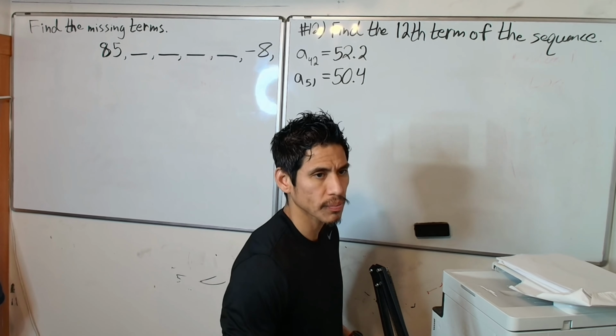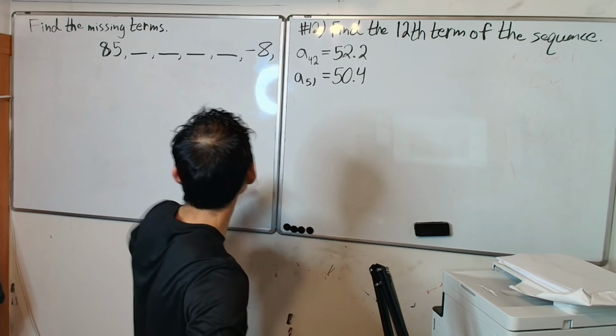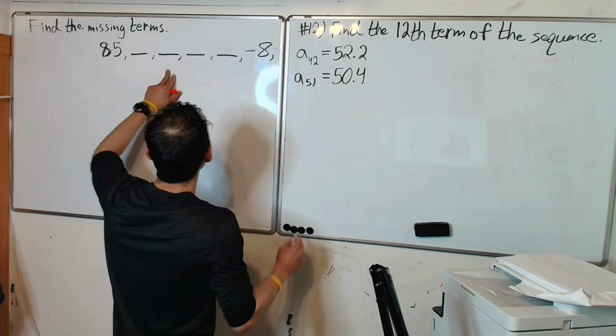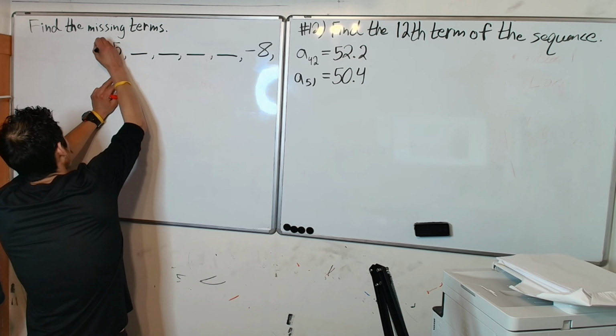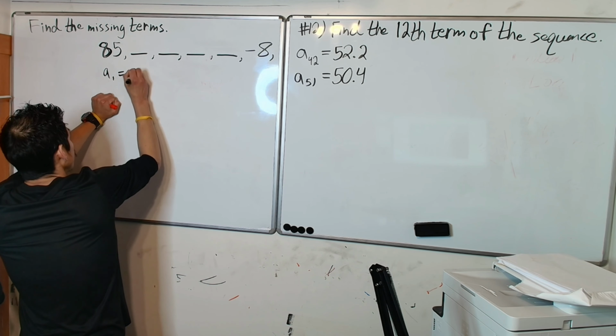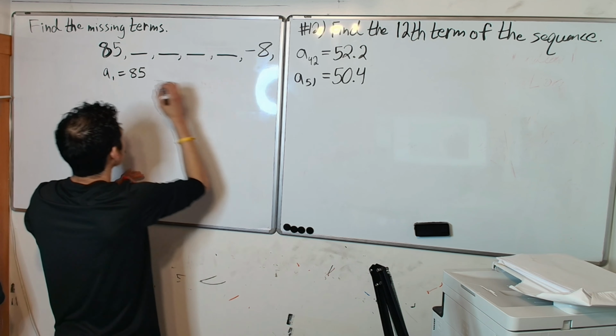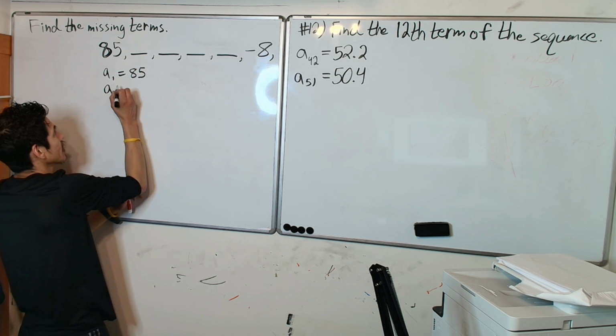All right, so I'm going to go through a couple of these problems dealing with arithmetic sequences. So the first one, we're trying to find the missing terms here. We're given the first term, so we'll say A1 is 85, and A2, A3, A4, A5, A6. A6 would then be -8.